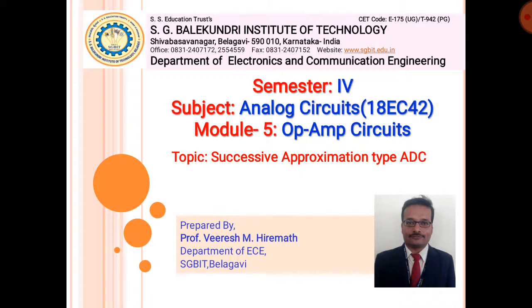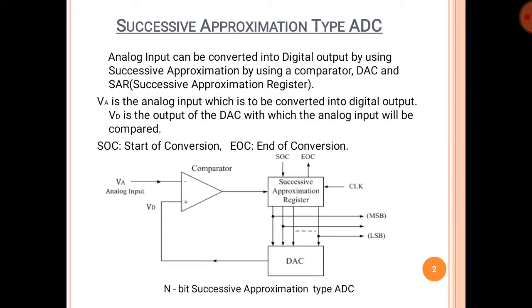Today we will discuss the successive approximation type ADC of the subject Analog Circuits of 4th semester, in module 5, op-amp circuits. In the previous two videos we saw how a digital input can be converted into an analog output by using different methods such as the R-2R ladder network and weighted resistors. And in today's lecture we will see how an analog input can be converted into a digital form.